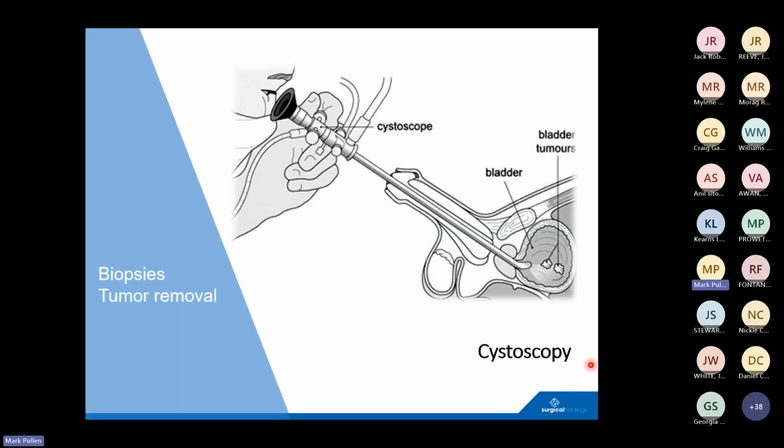Cystoscopy. These can be rigid or flexible. Rigid is a slightly wider cystoscope that doesn't bend and is used to perform biopsies or remove tumours. So yeah, my heart goes out to any of the guys there that have had to endure this.